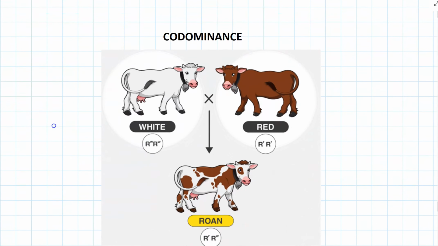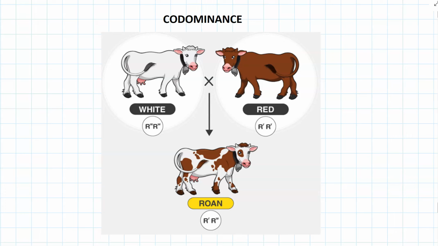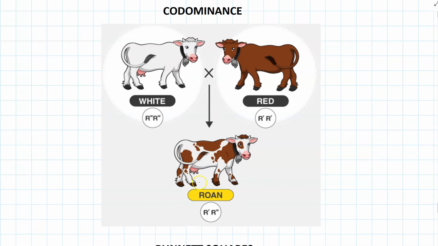Alright, the third pattern of inheritance is called codominance. And similar to incomplete dominance, in this case, if you've got a heterozygous person, or a heterozygous cow in this case, so here we've got an R and a W allele, instead of the 2 phenotypes being mixed together, you get patches of the different phenotypes across the organism. Patches of the 2 phenotypes.